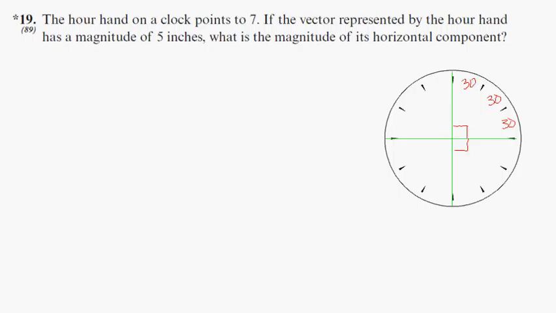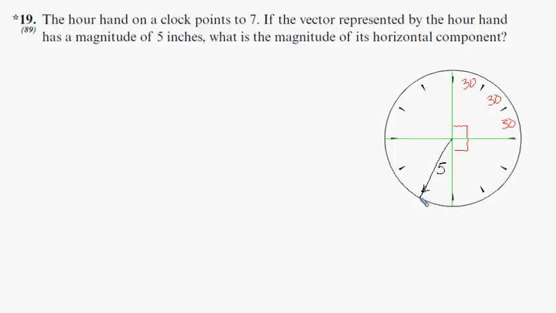The hour hand on a clock points to 7. So that's going to be right here. Okay, so we'll just draw that. Okay, so there's our vector. If the vector represented by the hour hand has a magnitude of 5 inches, that means our magnitude is 5. That's like our hypotenuse, right?